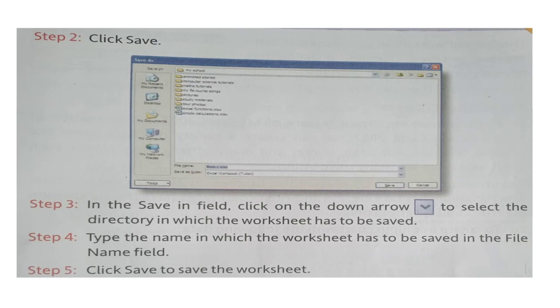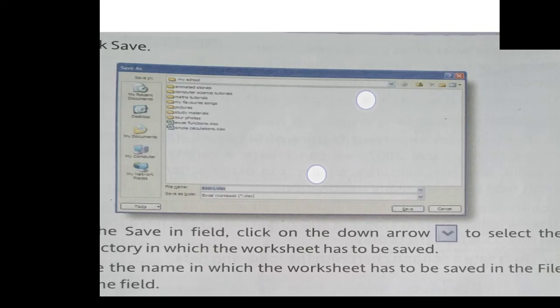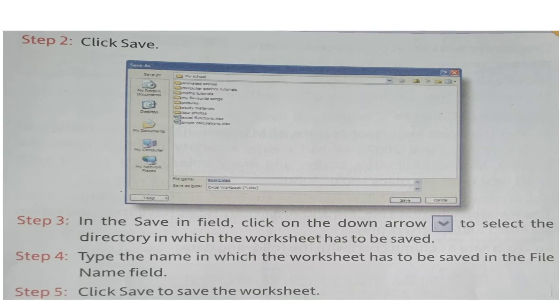Here in the Save in field, click on the down arrow to select the directory in which the worksheet has to be saved. Where is the down arrow? Here the down arrow is, you can see. If you select this down arrow, you can see the list of folders available. Whichever folder you wish to save your data in, you can select that.